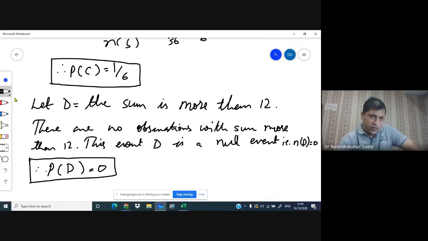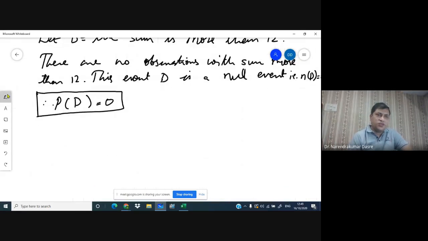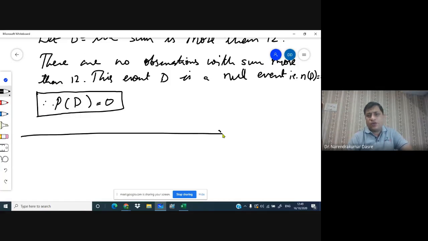So here we got the idea of the null event also, and the idea of rolling a die twice, how to write the sample space, and how to calculate the probability of the simple events. Is there any doubt in these 3 examples? Okay, that's good. You don't have any doubt, right?